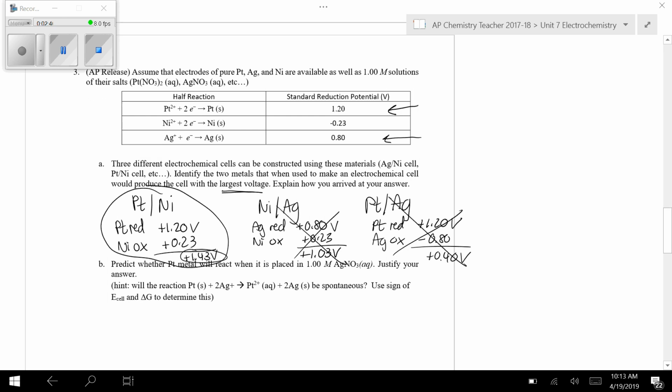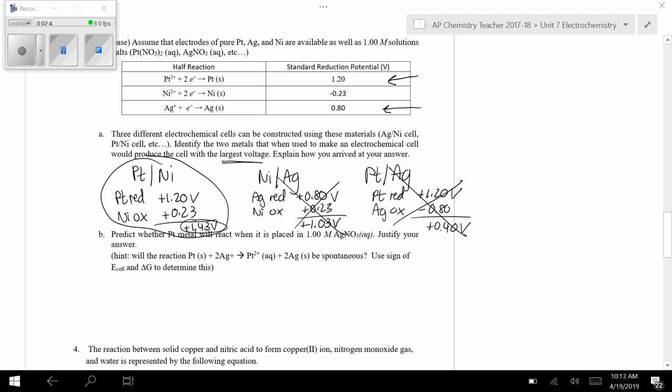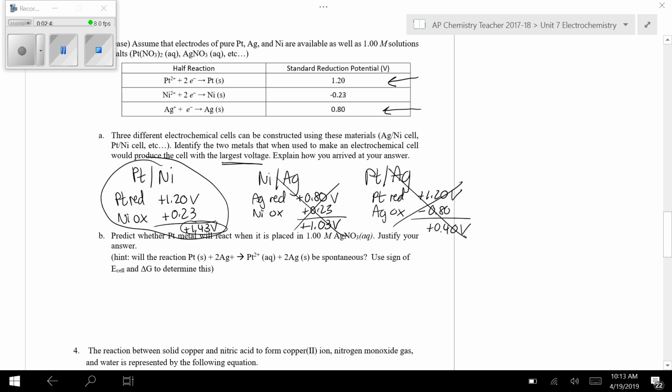And if you look at the second question, part B, predict whether platinum metal will react when it's placed in a solution of 1 molar silver nitrate. Justify your answer. Notice I put a hint underneath it. This hint would not be given to you on the AP test, okay? But this is what I want you to think of.